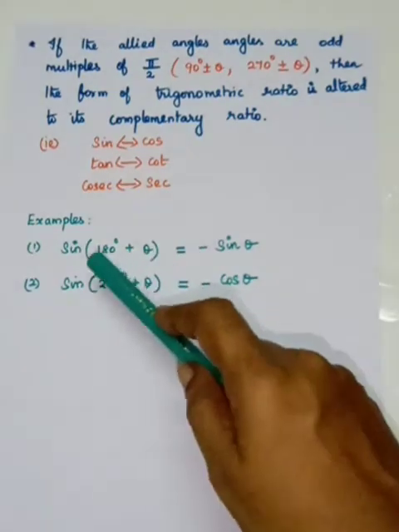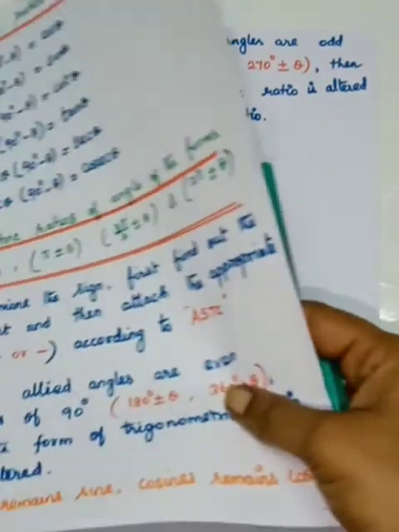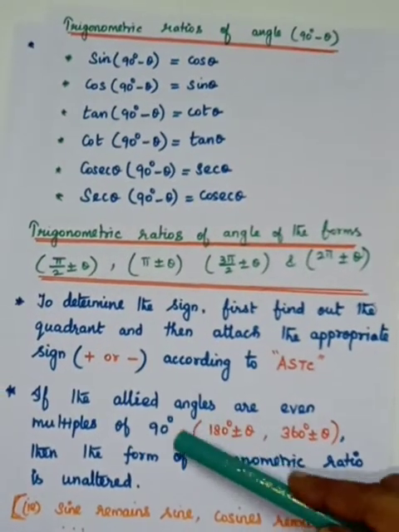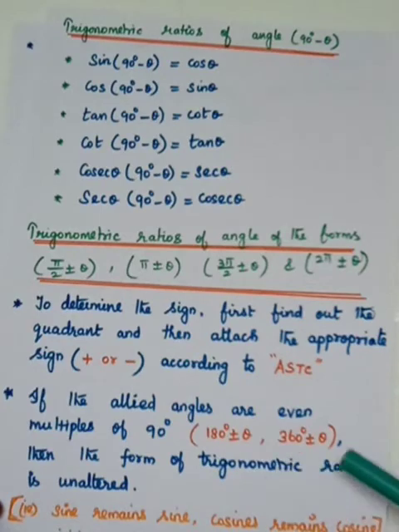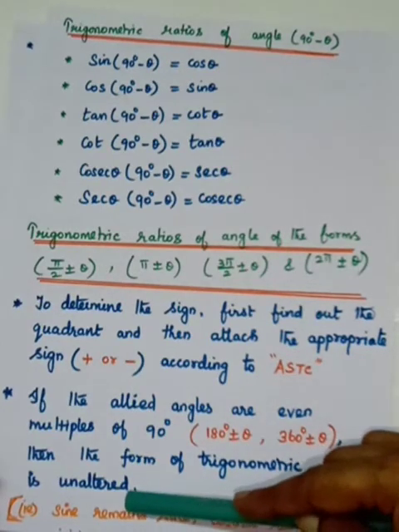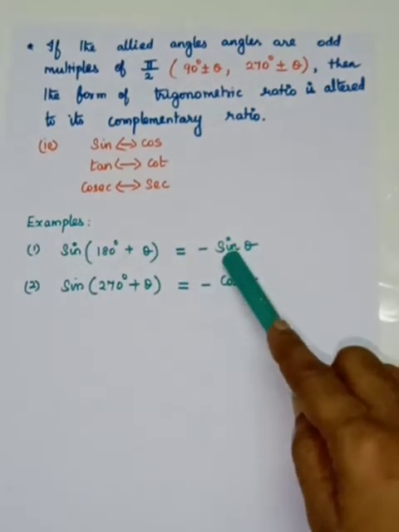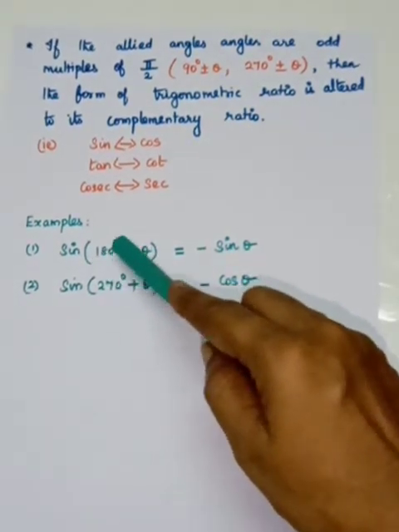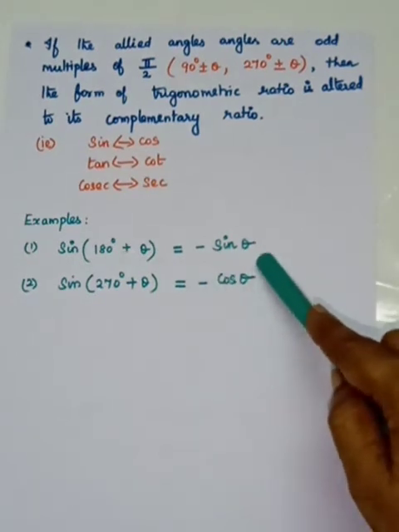Okay. Now you see that here it is 180 degree. 180 degree means what? It is an even multiple of 90 degree. So here what I said, the form of trigonometric ratio is unaltered. You need not change. If sine comes, you have to write sine theta. Leaving the 180, the remaining theta alone you have to write. Okay, so minus sine theta.